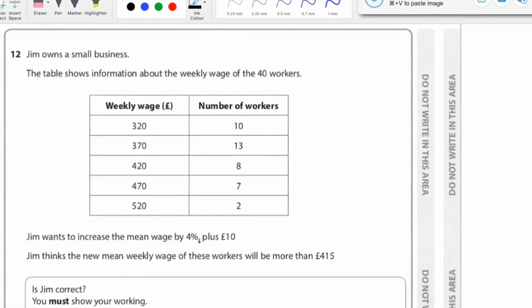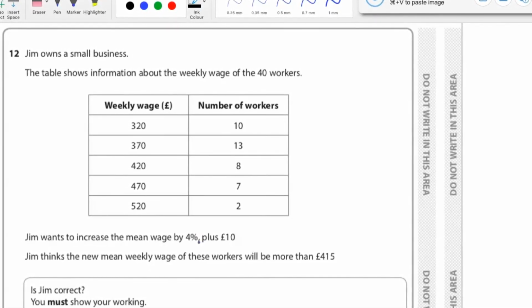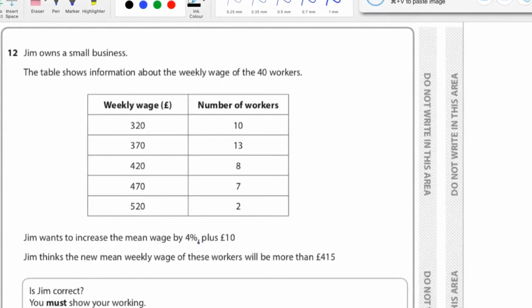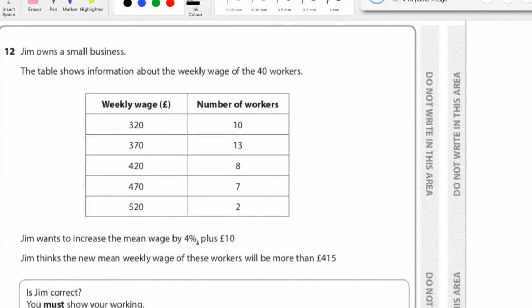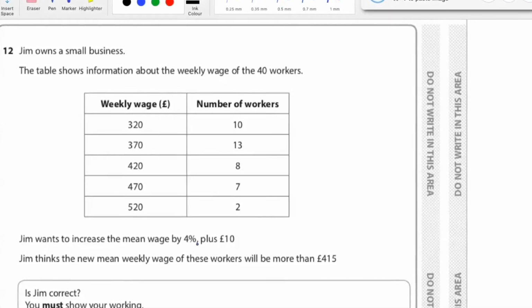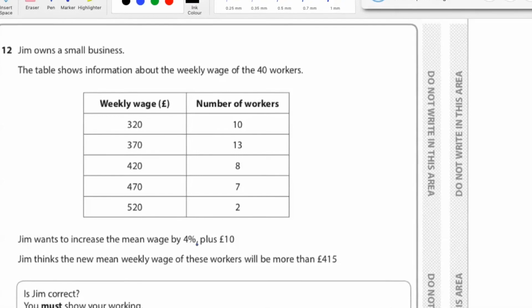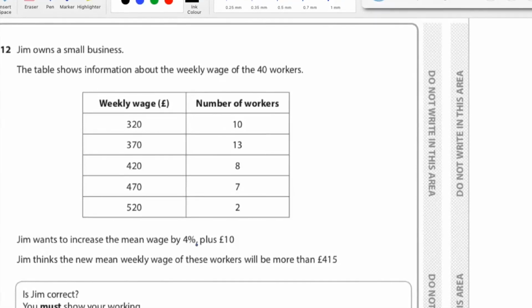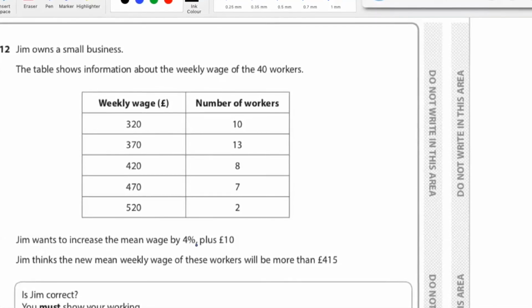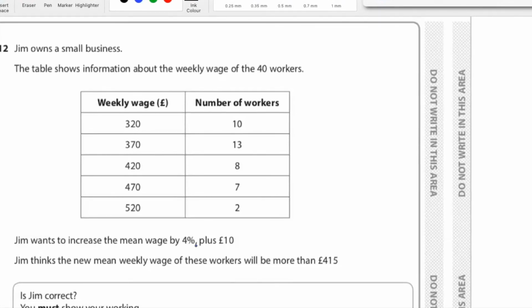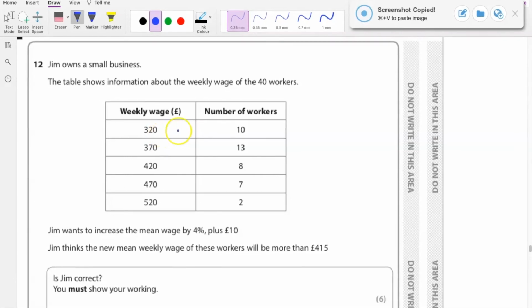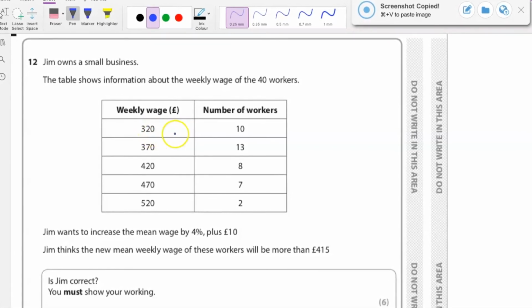Question 12. Jim owns a small business. The table shows information about the weekly wage of 40 workers. Jim wants to increase the mean wage by 4% plus £10. Jim thinks the new mean weekly wage of these workers will be more than £415. Is Jim correct? You must show your workings. We need to multiply 320 by 10.